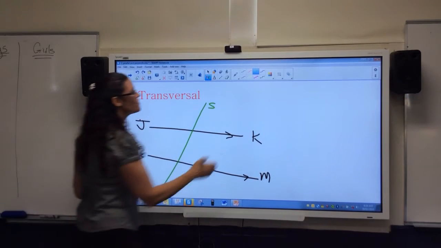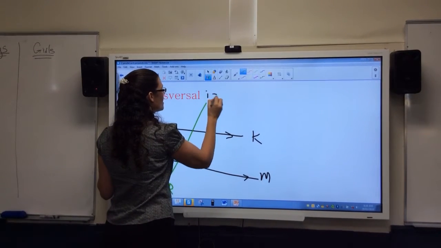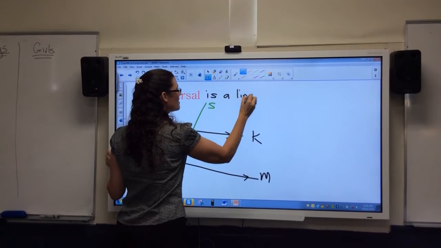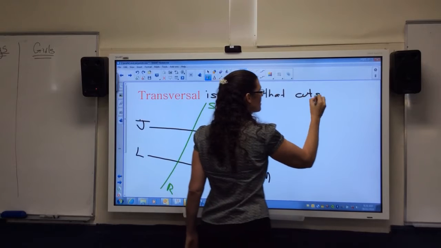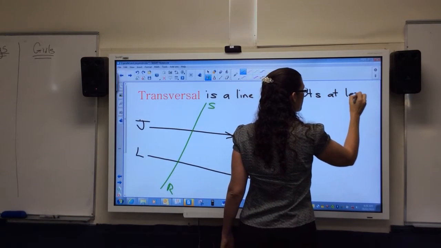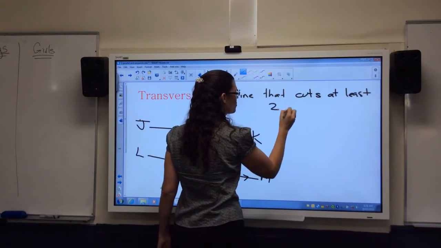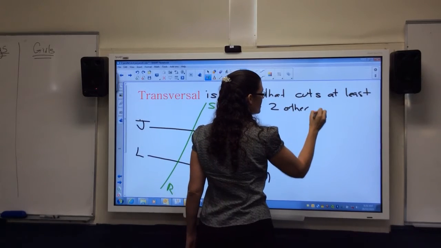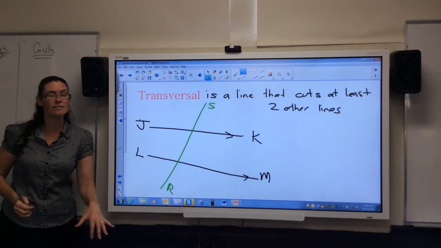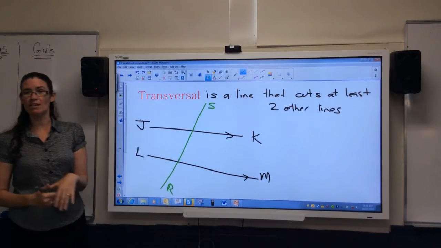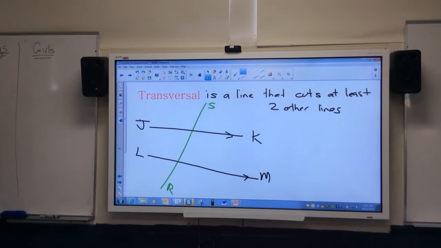So a transversal is a line that cuts at least two other lines. Now these other lines don't have to be parallel. I happen to draw parallel lines, but it doesn't have to cut parallel lines. It just means it cuts across other lines.